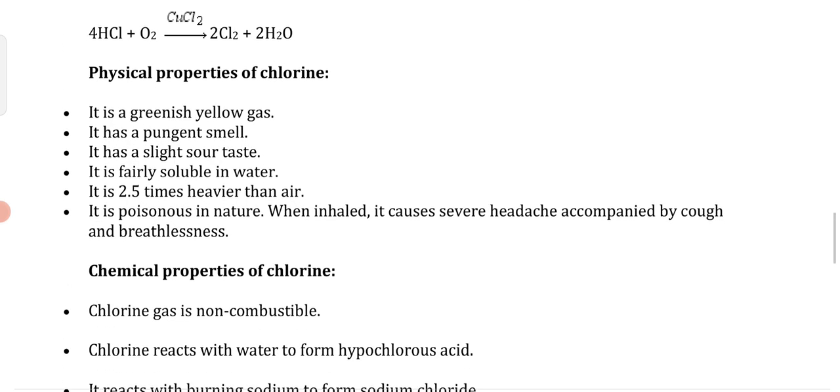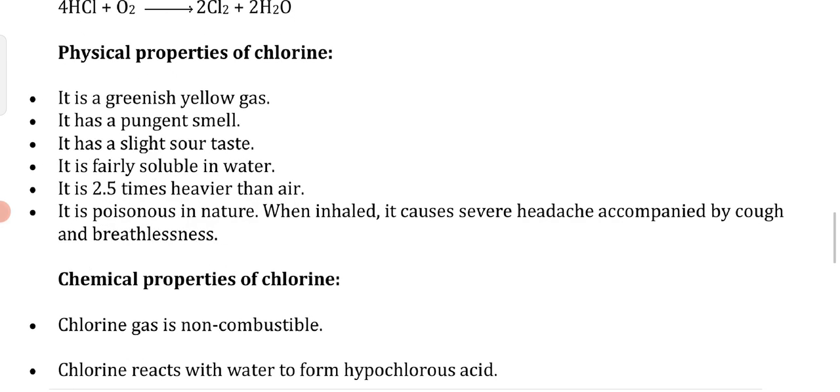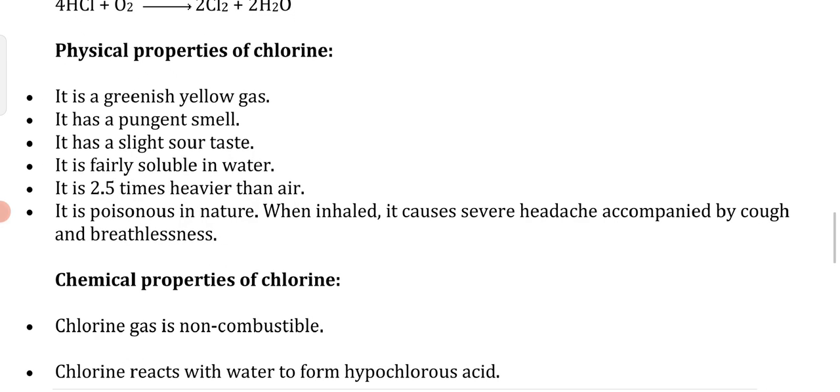Now we are coming to the physical properties of chlorine. It is a greenish yellow gas. It has a pungent smell. It has a slight sour taste. It is fairly soluble in water. It is 2.5 times heavier than air, and it is poisonous in nature. When inhaled, it causes severe headache accompanied by cough and breathlessness. So these are the physical properties of chlorine.